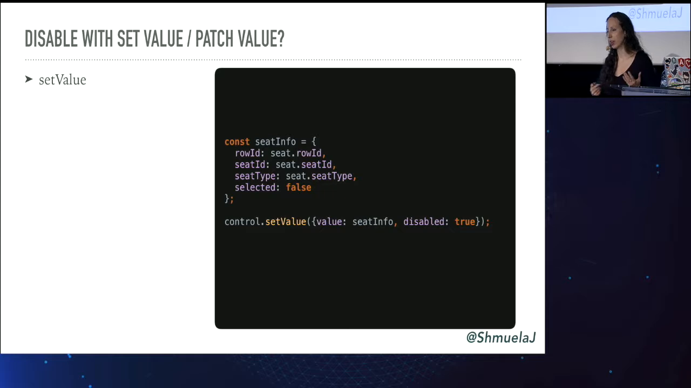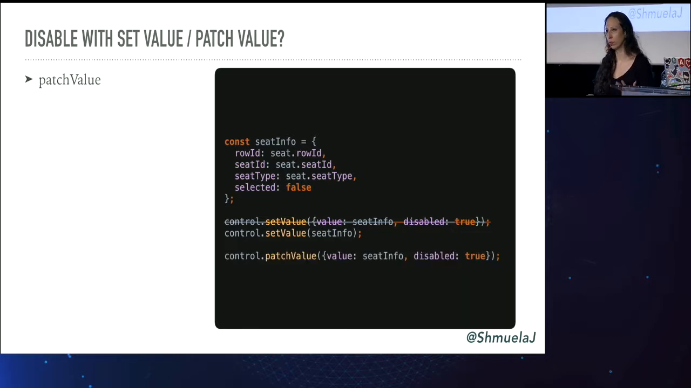Now, you might think that maybe we can now, instead of doing it this way, disabling the control itself, maybe we can get the information and set or patch the values and disable it just the way that we created this control with the disabled flag. But the thing is, when you set a value, you don't have an option to pass this object with a value and disabled. You can pass only the value itself. And the same goes to patch value.